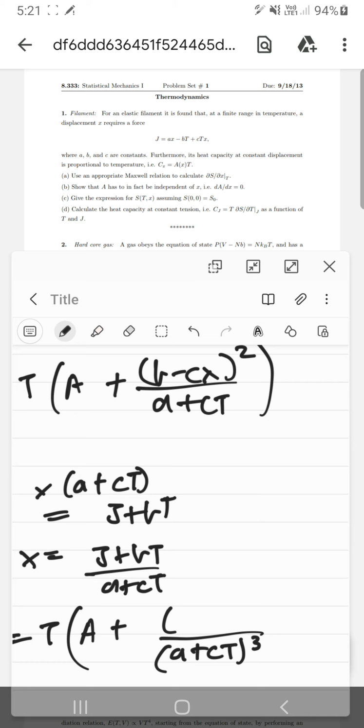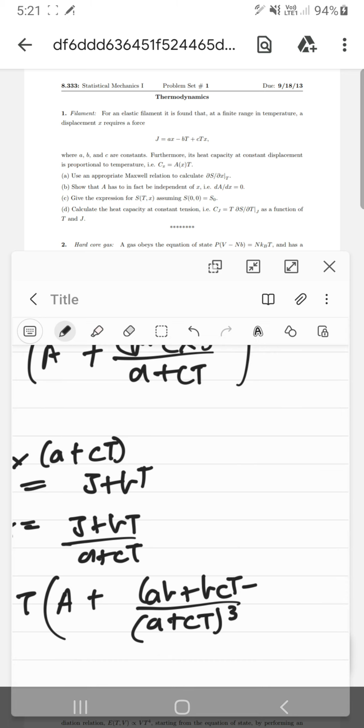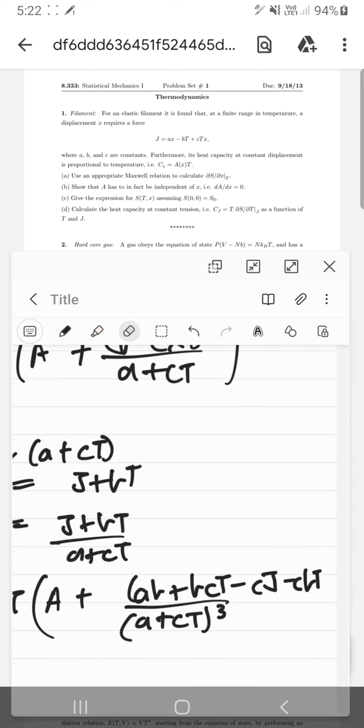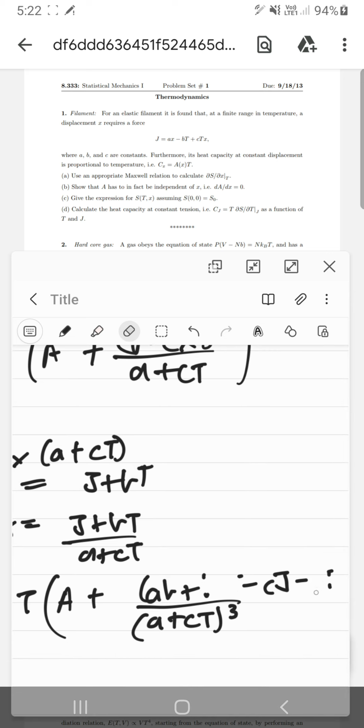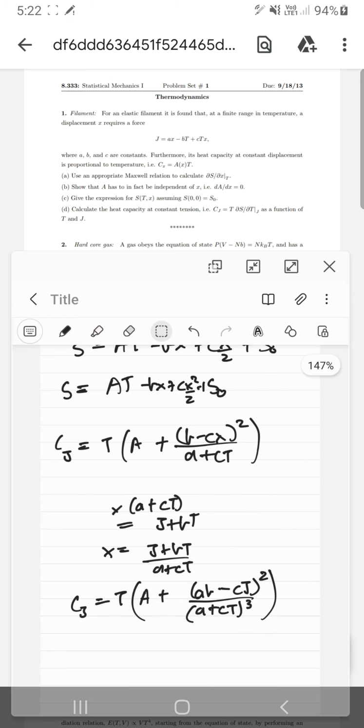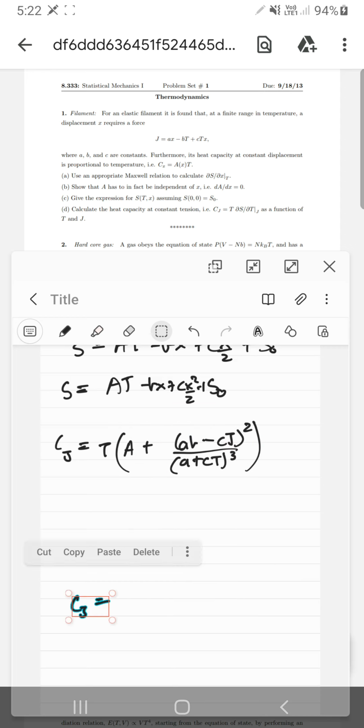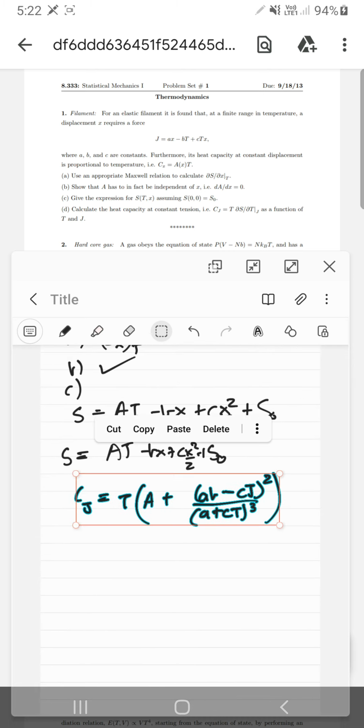Cool. So put ab plus bct minus c times x, which is cj minus cbt. Oh, at least some stuff cancels out. That's a relief. So this cancels. Just have ab minus cj squared. Cool. So that's our equation. All right, next question. So the D part is also done.